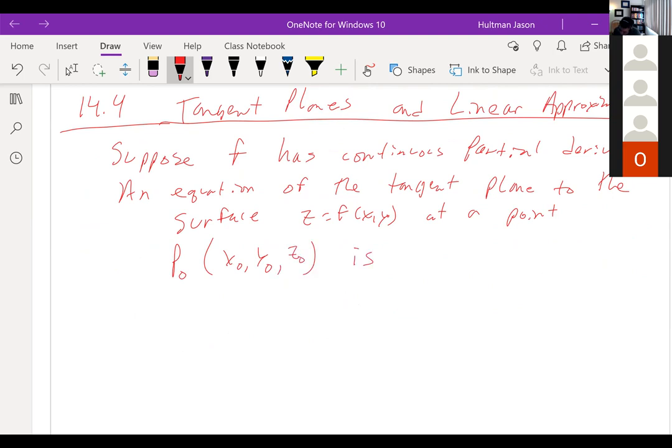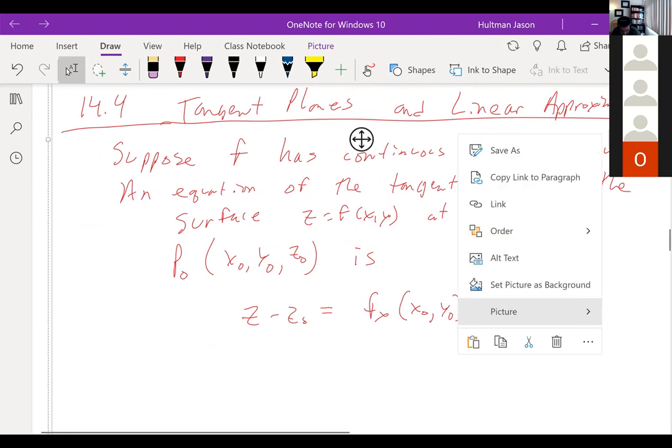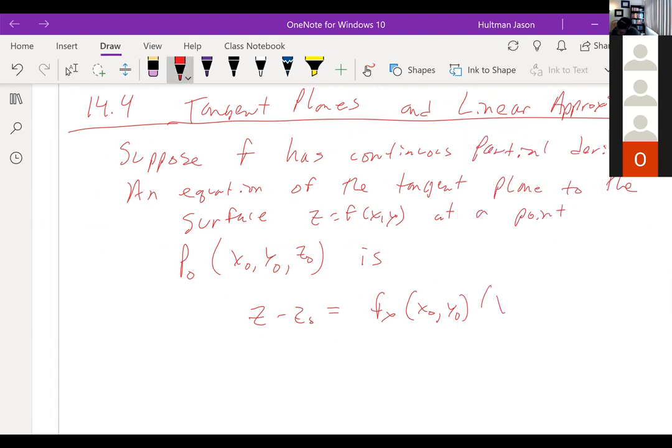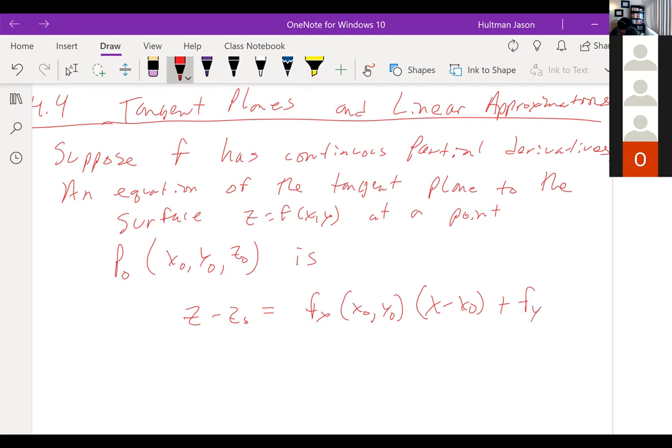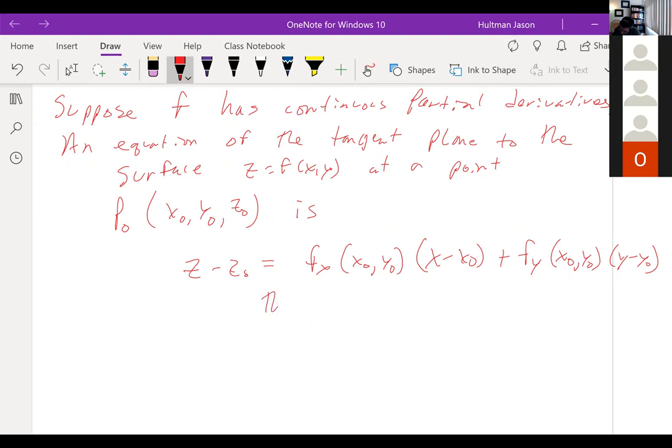Okay, z minus z naught is equal to the partial with respect to x evaluated at (x naught, y naught). That's the slope at that point. Times x minus x naught, plus f sub y evaluated at (x naught, y naught) times y minus y naught. Okay, so this is very reminiscent of the point slope form. Think point slope form of a line. Okay, this is analogous to that, right?